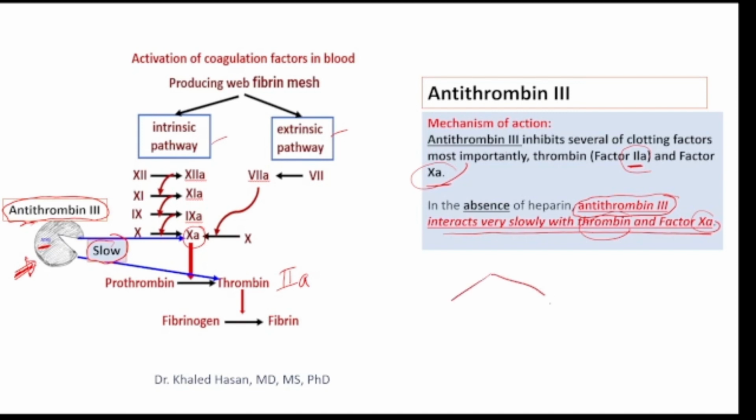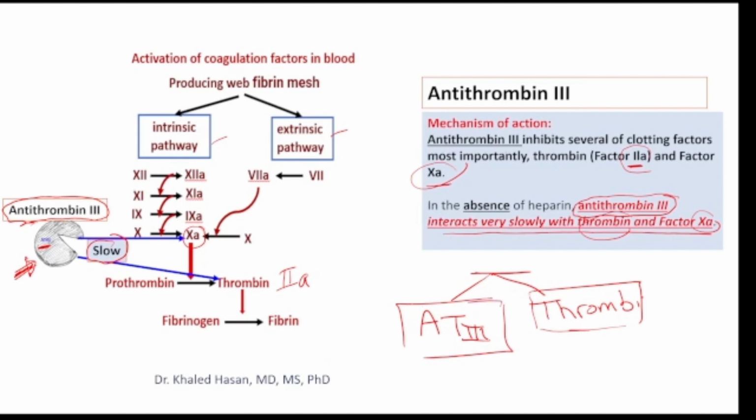So we have two main pathways. We have thrombin, we have antithrombin 3, and we have a balance between these two groups of substances inside our body. We have thrombin responsible for thrombosis, and we have antithrombin to protect.